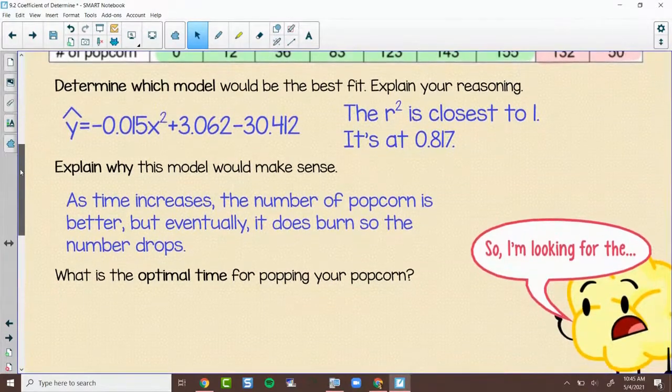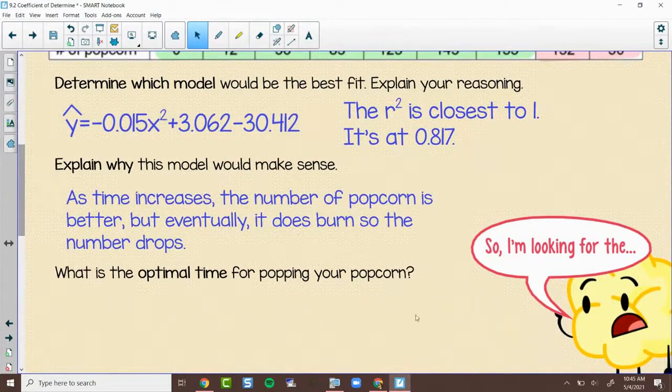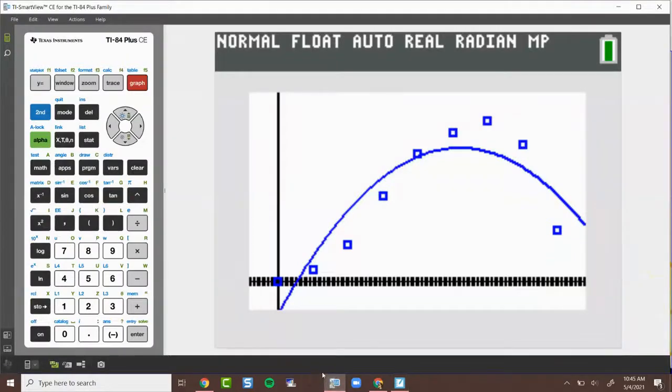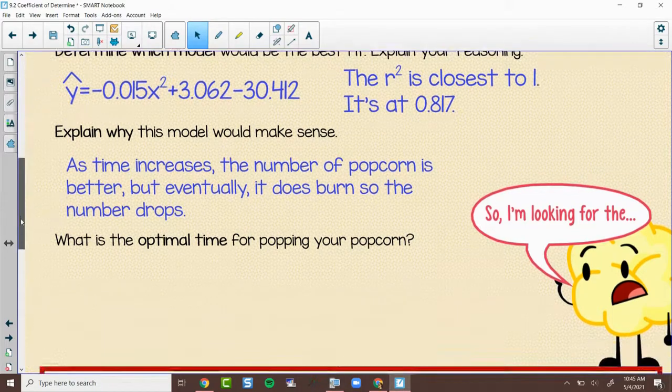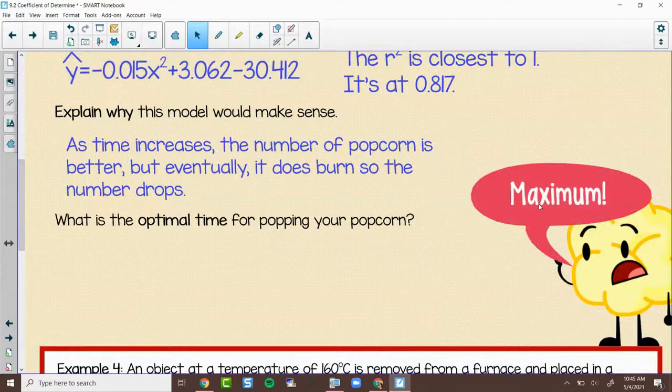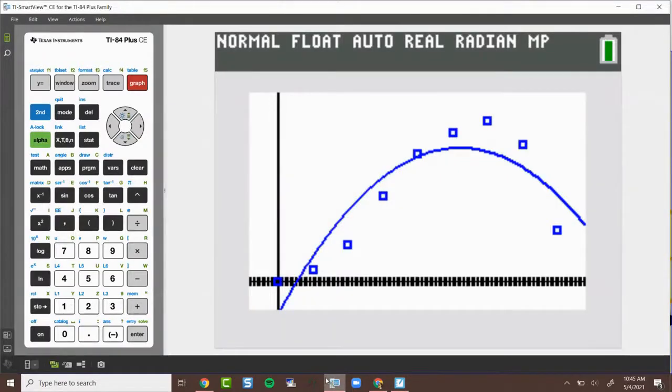This wants to know what is the optimal time for popping our corn. So basically, I want the most amount of popcorn. I want the best time. Okay, now how would I find this on the graph? Really, we're just taking a closer look at the maximum of this graph. Anytime you see the word optimal, you're really looking for the best time for us to pop our popcorn.